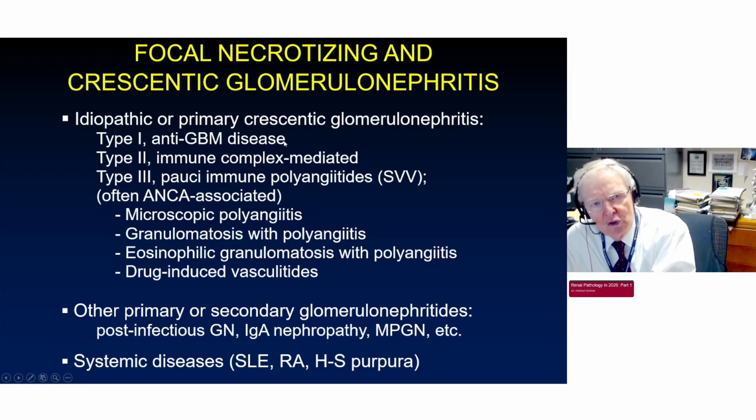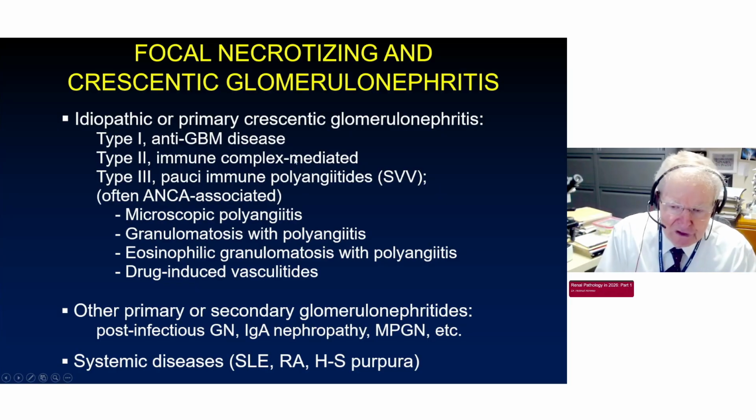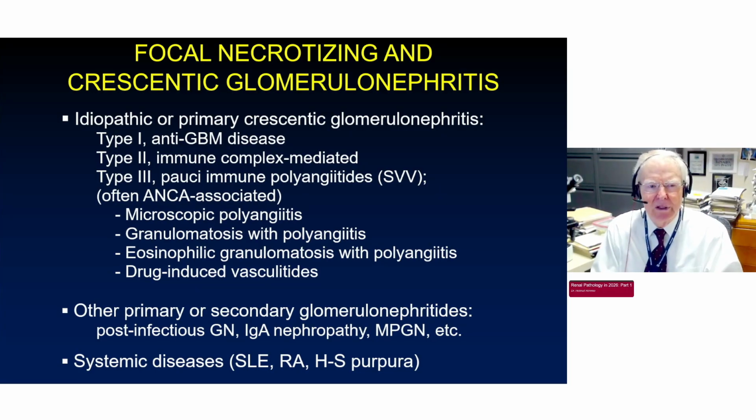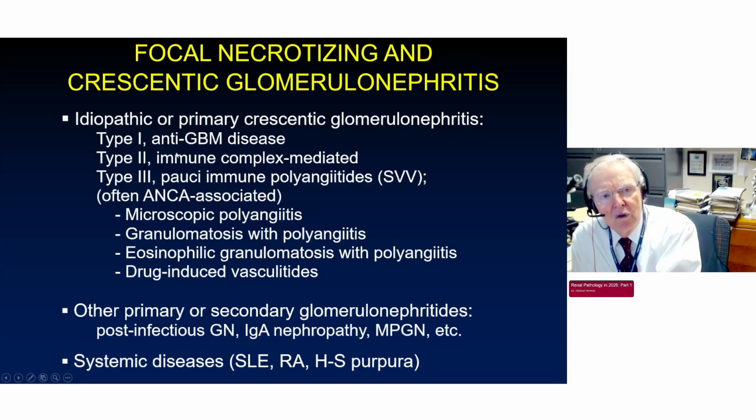anti-GBM disease or linear staining of IgG, type 2, which is an immune complex disease, can happen in any immune complex disease, including IgA nephropathy. The type 2 can happen in lupus, of course, with crescents or with post-infectious GN as well.